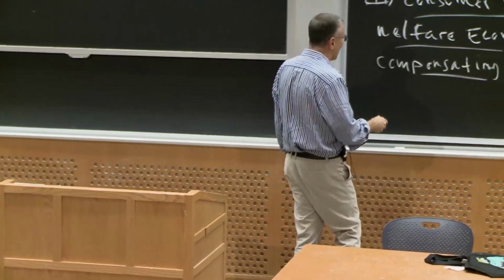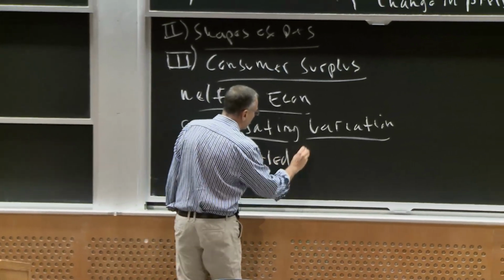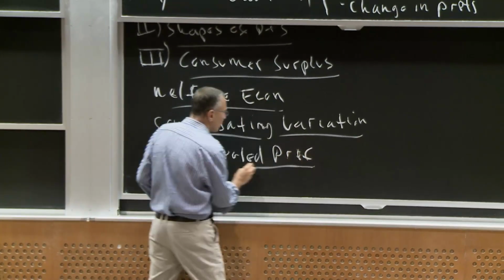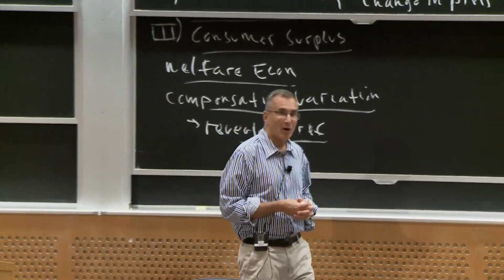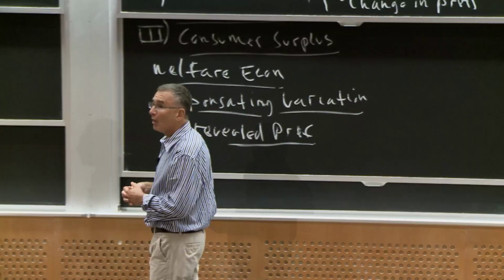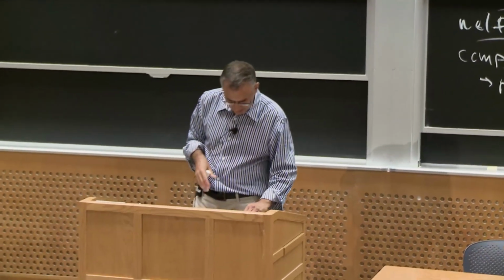Use a concept economists call revealed preference. Don't try to measure my preferences. Get me to tell you what they are by getting me to reveal the prices I will pay for different changes in the environment.